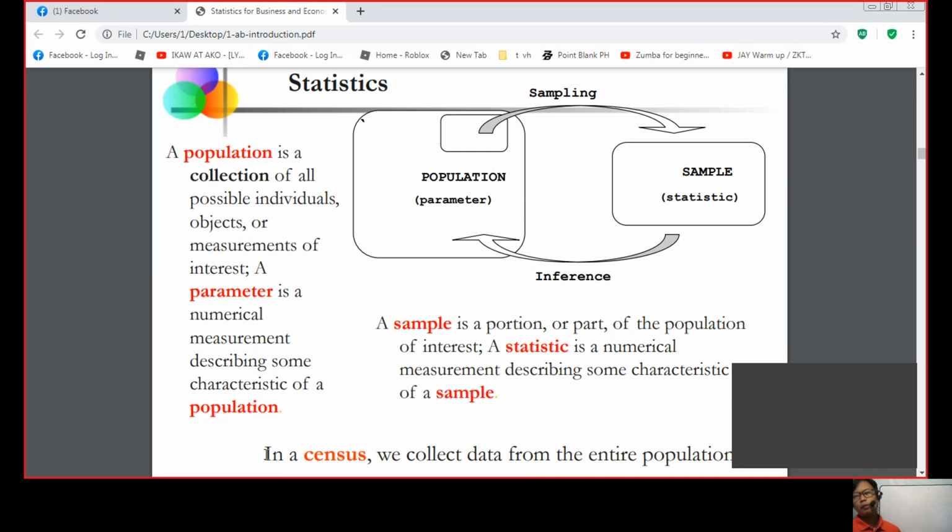Okay, so below, a census. I think you know this, no? May nagsisensus sa atin naman. I think it's every year, okay? We collect data from the entire population. So a census is for the entire population.